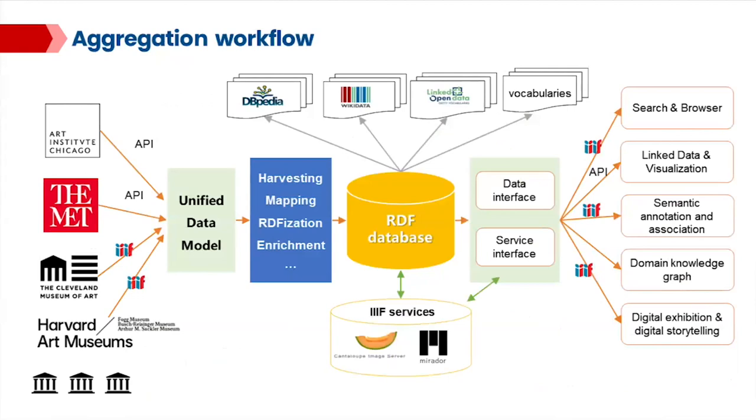This slide shows the data aggregation workflow. Firstly, we designed the unified data model dealing with the data heterogeneity. Secondly, harvesting, mapping, and transforming the data into RDF data format. Then, enrich and interlink the data with linked open data datasets. The website was established on the RDF database, providing data access and service interface.